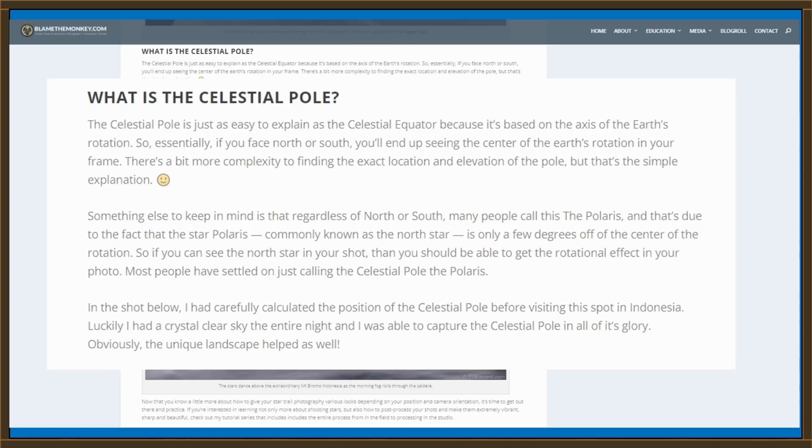Now pay attention to this part, Mitchell. Something else to keep in mind is that regardless of north or south, many people call this the Polaris. Let me say that again. Many people call this the Polaris.